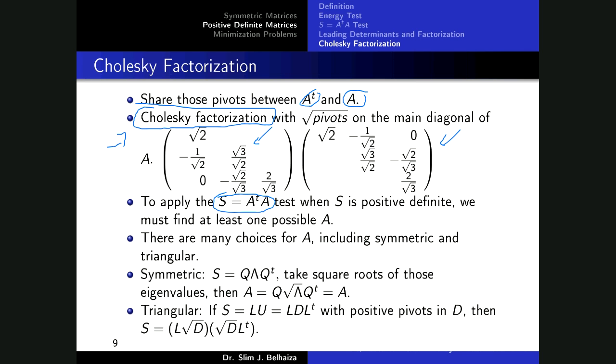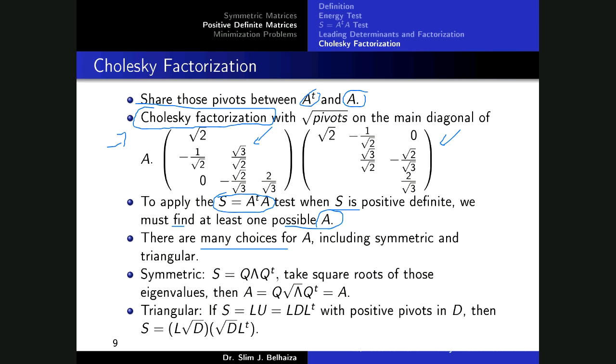So the Cholesky factorization basically takes the absolute values, the square roots of the pivots on the main diagonal of A and A transpose, and puts back the roots we obtained on the other sides. So to apply the S equals A transpose times A test, when S is positive definite, we need to find at least one possible A with independent columns. Of course, there could be many choices for A, including symmetric or triangular matrices.